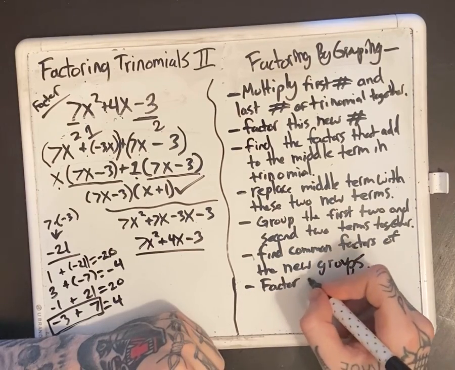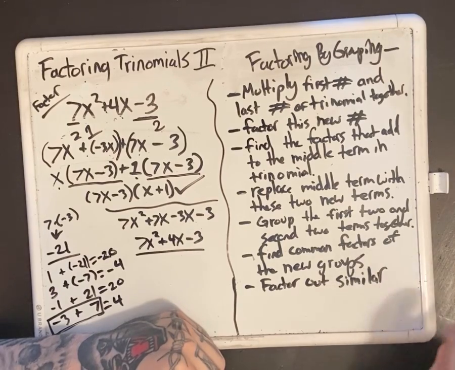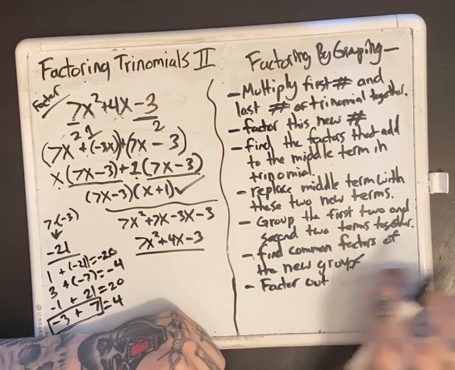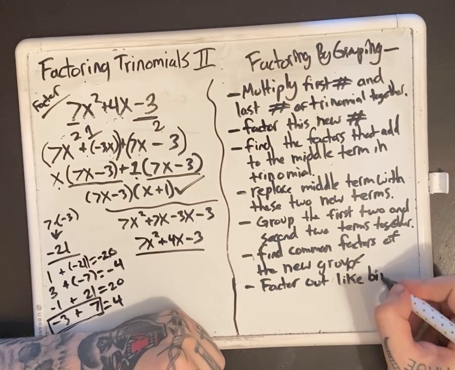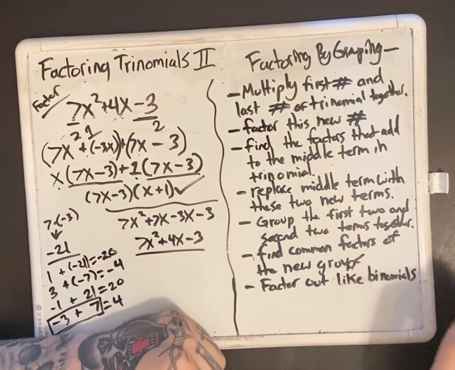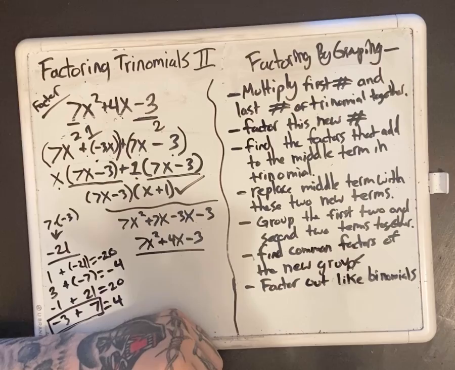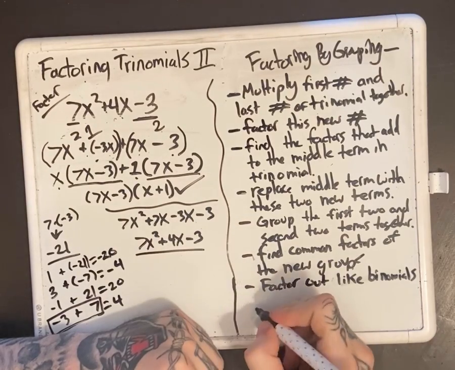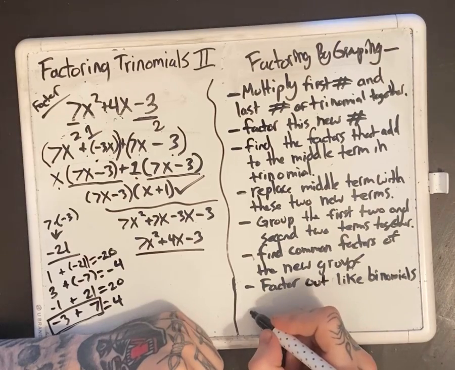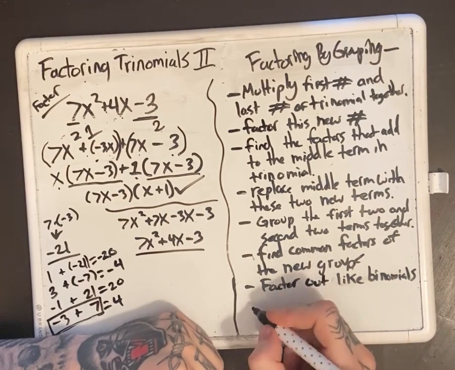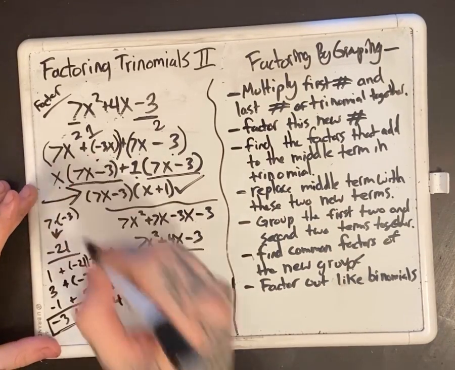Factor out like, sorry, I shouldn't use similar, I should use the word like binomials, okay? So the like binomial over here is 7x minus 3 and 7x minus 3. And then after you factor out the like binomials, you should be left with the two binomials that we were looking for.